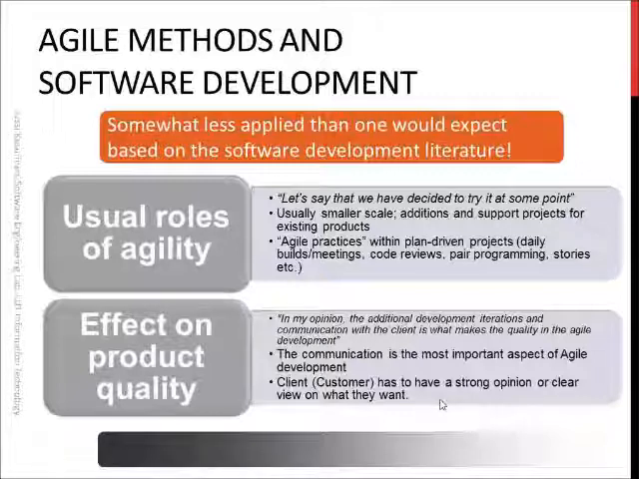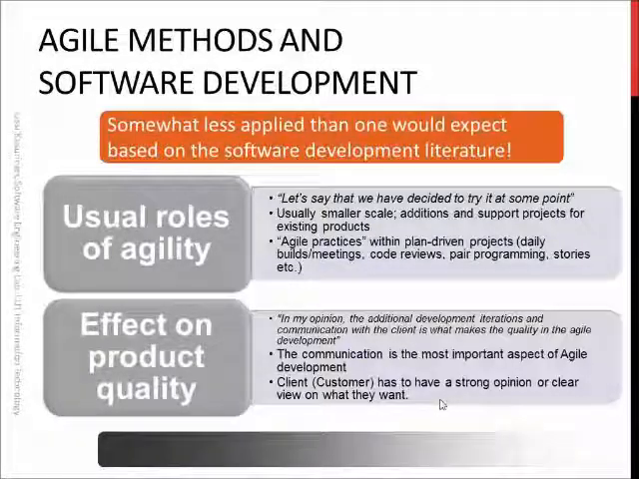But agile practices, like daily builds, daily meetings, code reviews, pair programming, and using stories, basically storyboards on designing software, or stories on how people would be using our software when it actually exists, were actually quite common. Even companies doing fairly highly critical software were using agile practices, even if their development method was more or less a traditional approach.